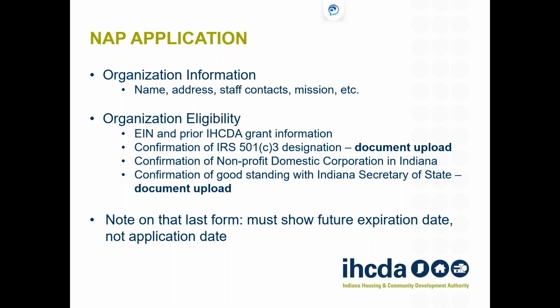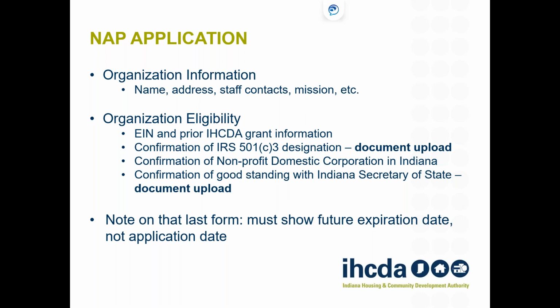The first thing that you're going to see is just general information about your organization, name, address, the contact information for your executive director and your NAP contact person. Now, please make sure that you give the most up-to-date email contact information for those two individuals. That's the email that we will use for all future communication with your agency.